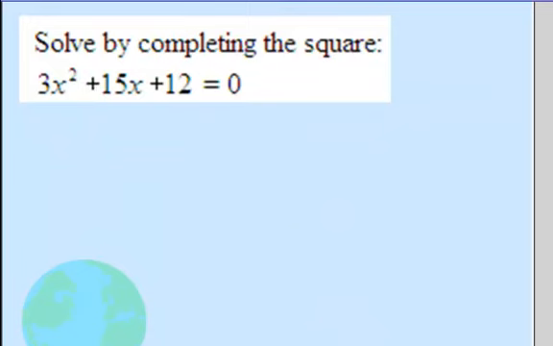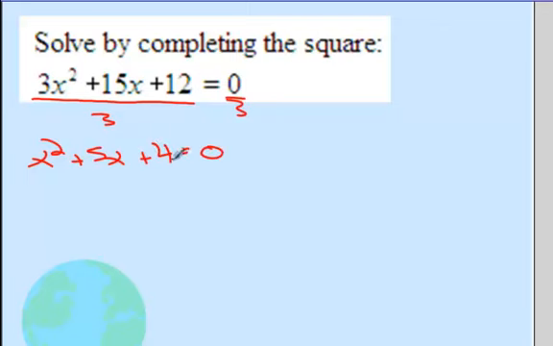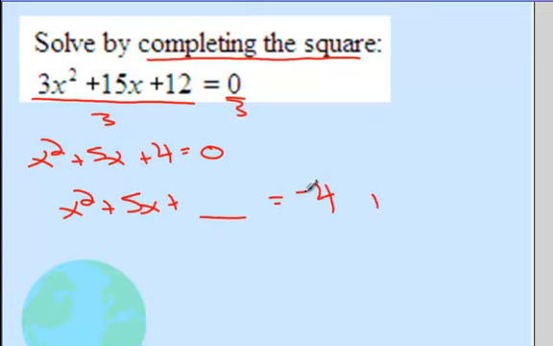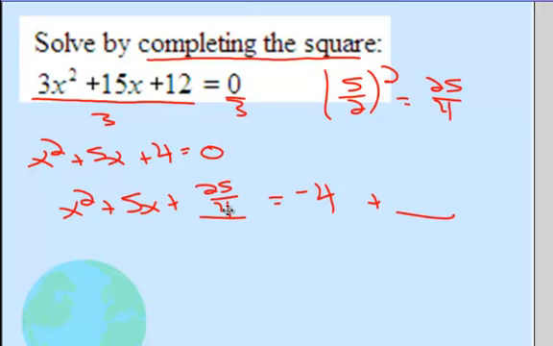Let's try it again. So let's first divide everything by 3. X squared plus 5x plus 4 equals 0. Would this be factorable? Are there factors of 4 that add up to 5? Sure, but for the sake of practicing by complete the square, let's go ahead and finish it out anyway. X squared plus 5x plus blank equals negative 4 plus blank. 5 halves squared equals 25 fourths. We want to add 25 fourths to both sides.